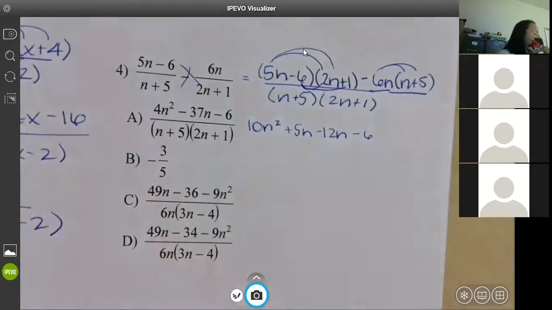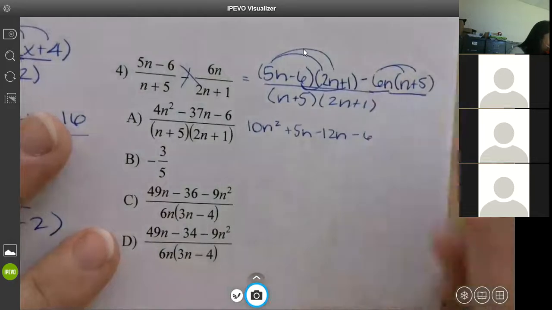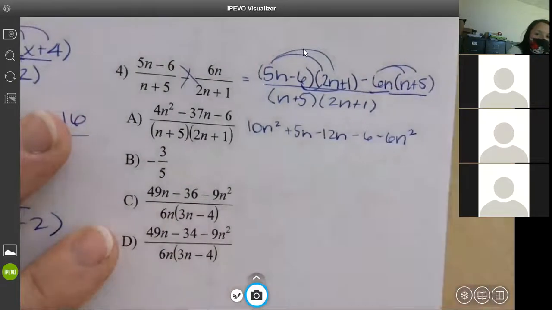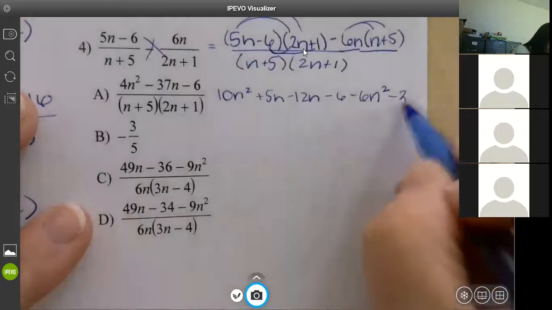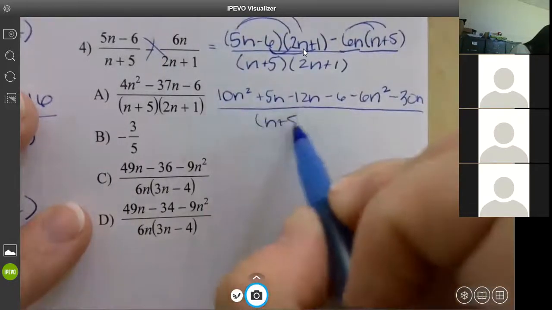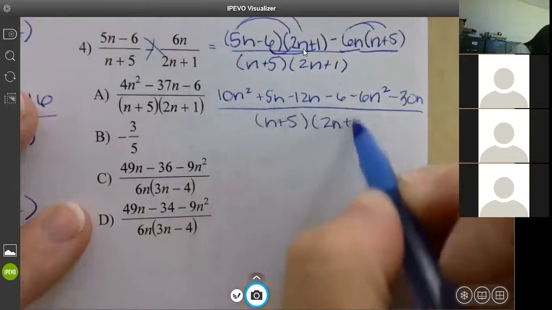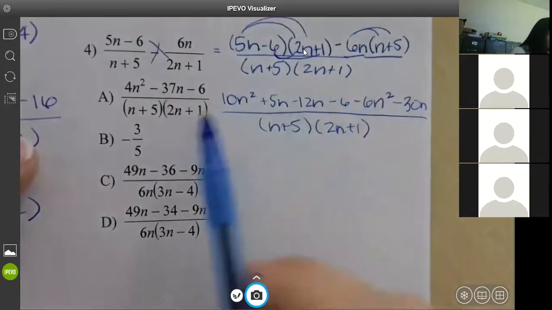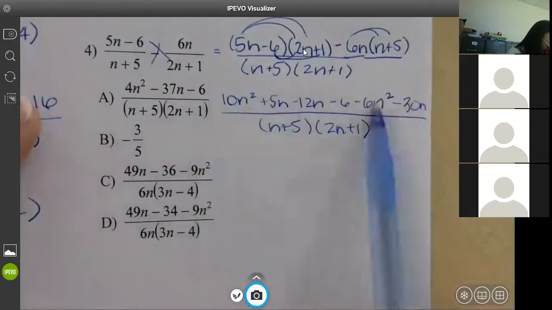We're going to distribute the -6n. -6n times n. -6n times 5. Good. On the bottom, n plus 5, 2n plus 1. Clean it up and then check your answer and see if it's on there or if you have to do more. 10 minus 6.